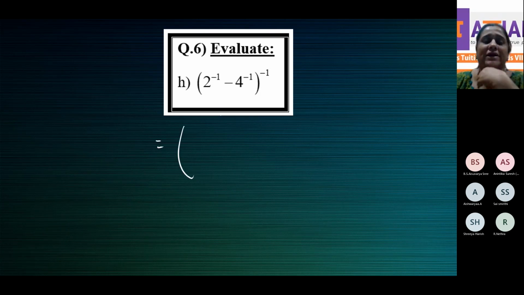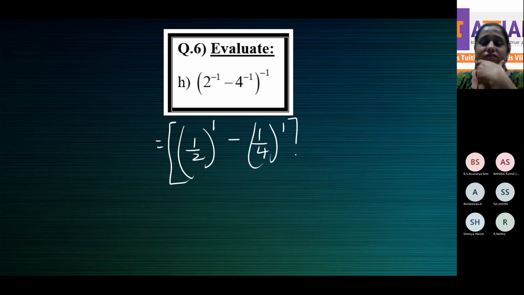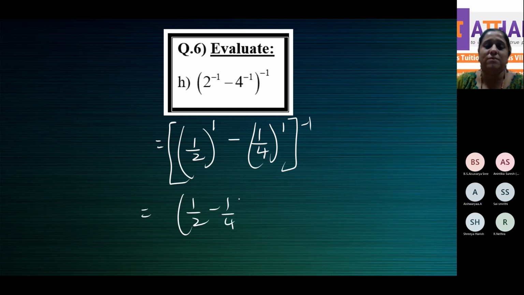Okay. So 2 to the power minus 1. What's the equivalent? What's the reciprocal of the base? Yes, ma'am. 1 by 2 to the power 1, minus 1 by 4 to the power 1, the whole to the power minus 1. Very good. The whole power minus 1. Then it becomes 1 by 2 minus 1 by 4, the whole power minus 1.